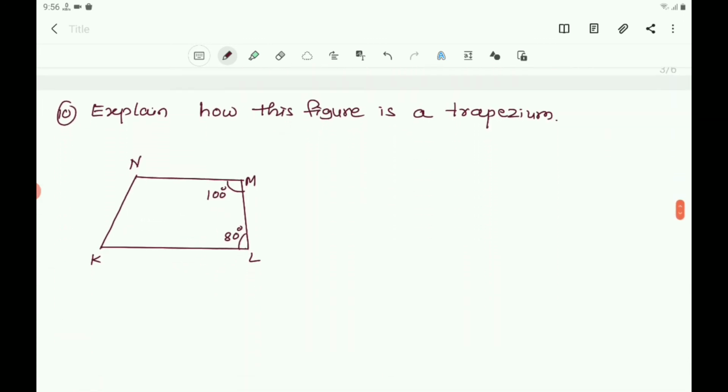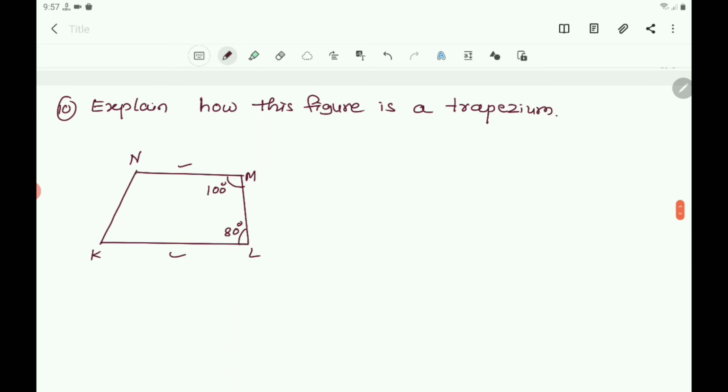Now let us come to question number 10. Explain how this figure is a trapezium. You know that in a trapezium, one pair of opposite sides are parallel. Here the angle M and angle L are given. Now for the lines NM and KL, LM becomes the transversal.